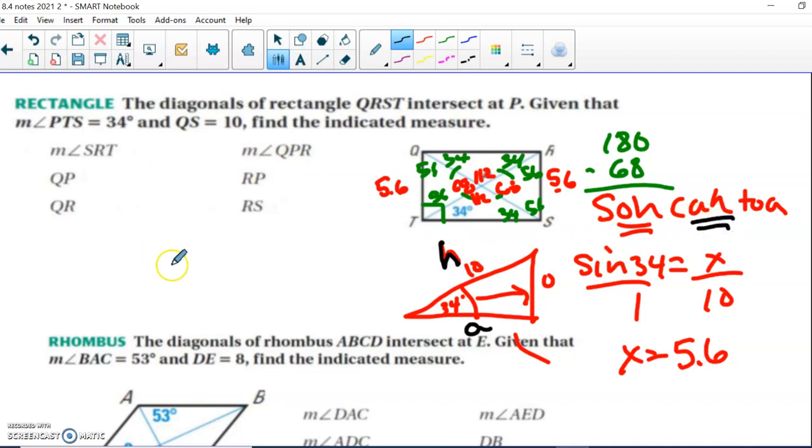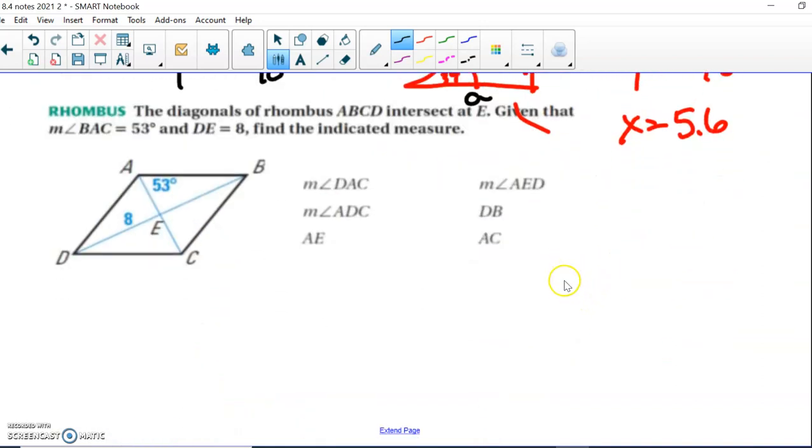Adjacent hypotenuse tells us we use cosine, so I'm going to say cosine of 34 equals adjacent over hypotenuse. So back to my calculator, I'm going to punch in cosine of 34 times 10, and it looks like our other side is 8.29. We're going to call it 8.3. Okay, so just being given one diagonal and one acute angle, we were able to find every other piece of that rectangle. Let's do the same thing with a rhombus.